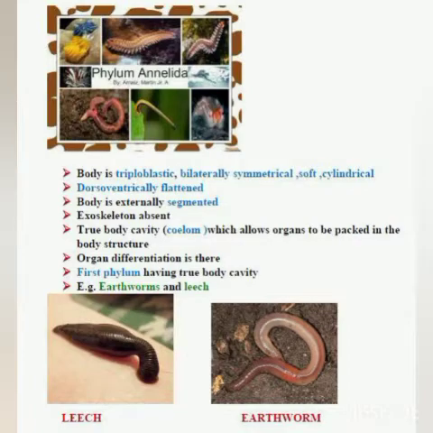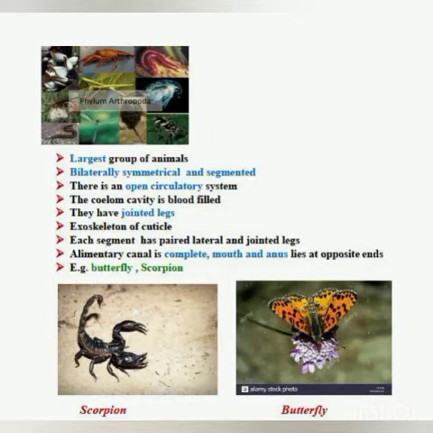Now we come to another phylum, that is phylum Arthropoda. You can see in the slide also. Children, arthro means jointed and poda means legs. So it means the organisms belonging to phylum Arthropoda have jointed legs. You must have seen also in butterflies, in scorpions, in some insects, the legs are jointed. They are small portions which are jointed. Okay. So it includes the largest group of animals.